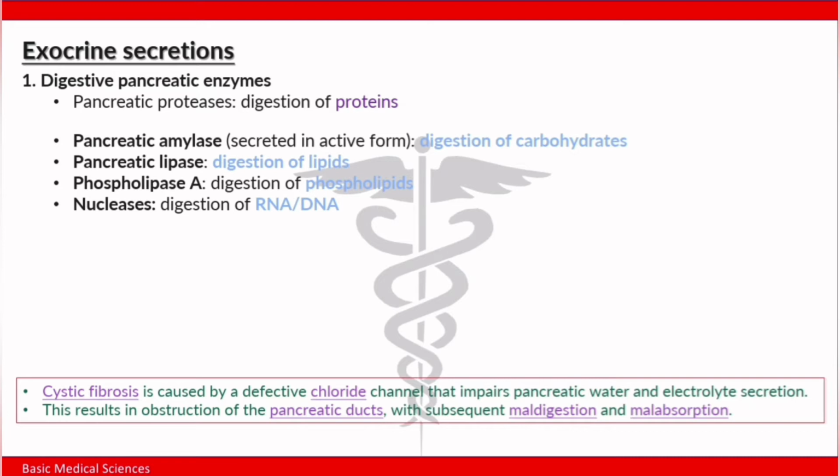The next one is pancreatic lipase for digestion of lipids. The next one is phospholipase A for digestion of phospholipids, and nucleases for digestion of RNA and DNA.